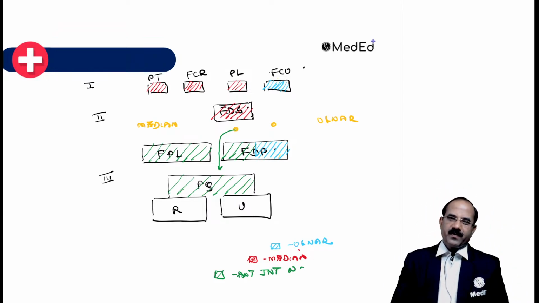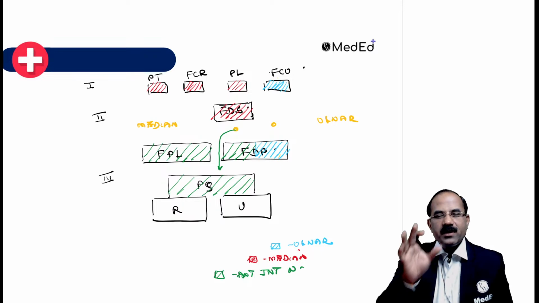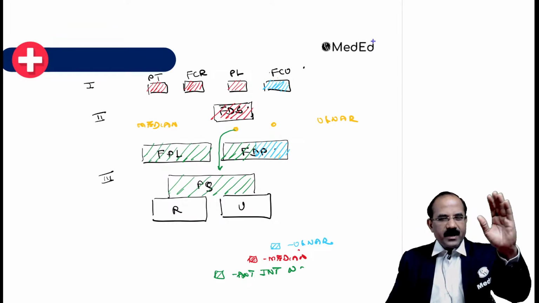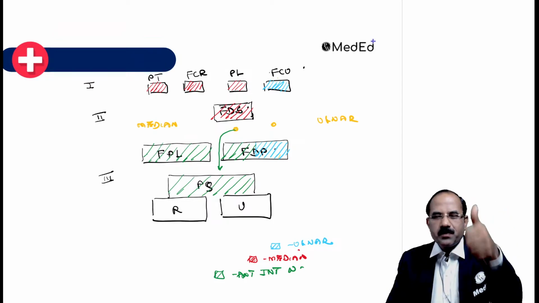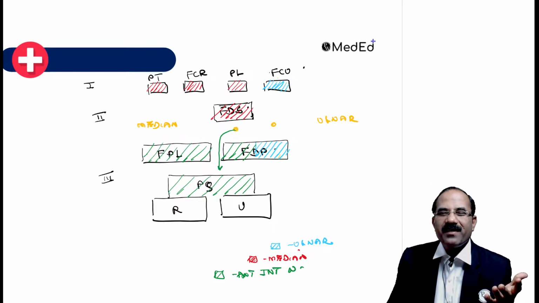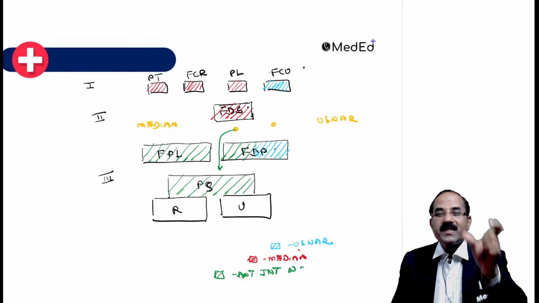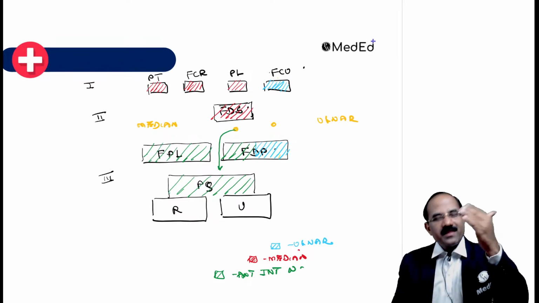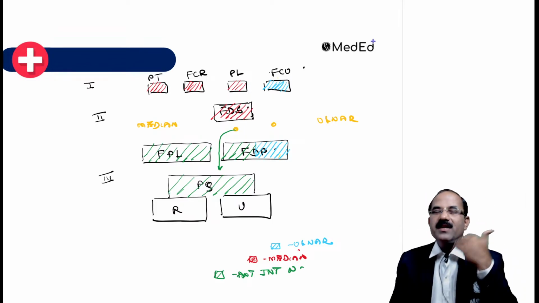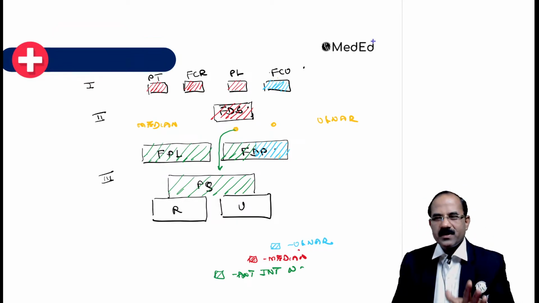Clear, children? Okay, that's how you remember the nerve supply. Now see some slides and try to understand this. Once again, I'll just repeat this. Superficial muscles: pronator teres, flexor carpi radialis, palmaris longus, and the flexor carpi ulnaris. Intermediate muscle: flexor digitorum superficialis. And the deep muscles: flexor pollicis longus, the pronator quadratus, and the flexor digitorum profundus.